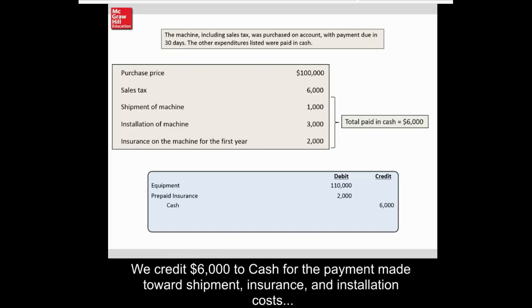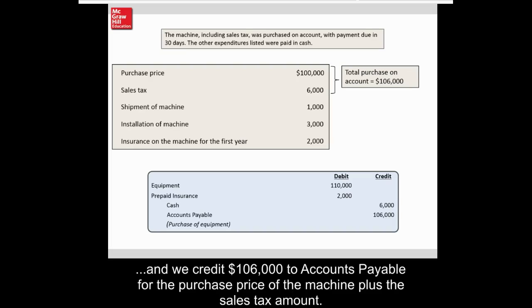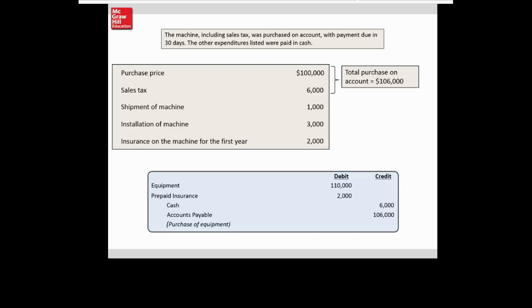We credit $6,000 to cash for the payment made towards shipment, insurance, and installation costs, and we credit $106,000 to accounts payable for the purchase price of the machine plus the sales tax amount.